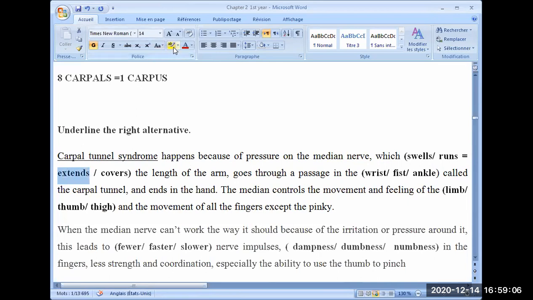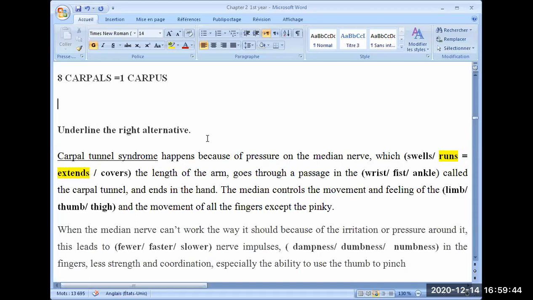Okay, and the leg. Let's speak about the leg. The leg runs from where to where? The leg extends from one point to another point. Extends, it runs from the pelvic joint to the ankle joint.